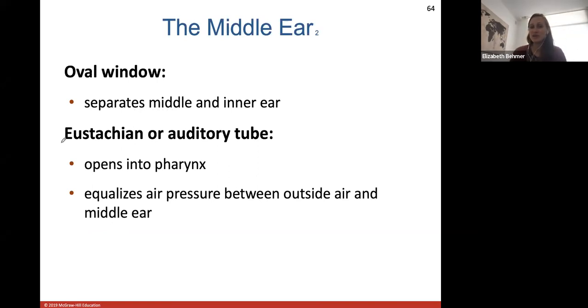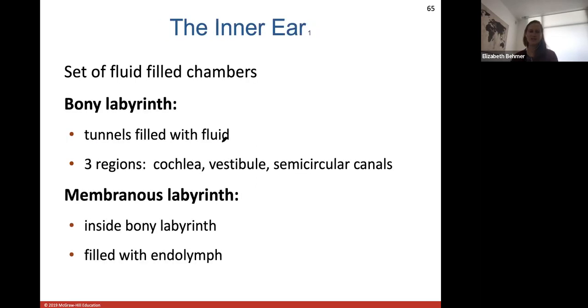Also in the middle ear is the eustachian or auditory tube. It opens into your pharynx, in the back of your nasal cavity. What this tube helps do is equalize air pressure between the outside air and the middle ear. So if you're up at very high altitudes in an airplane, or up in the mountains, the eustachian tube helps to equalize pressure in the middle ear. And the popping sound that you hear is the tympanic membrane, or the eardrum, popping back into place when pressure is equalized.